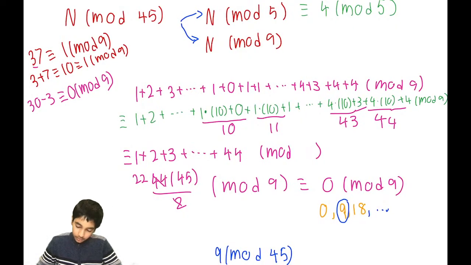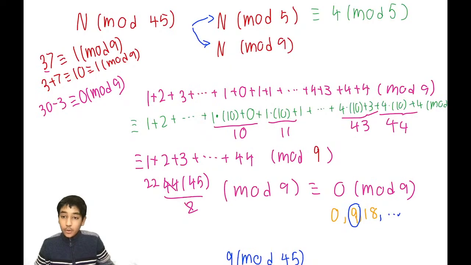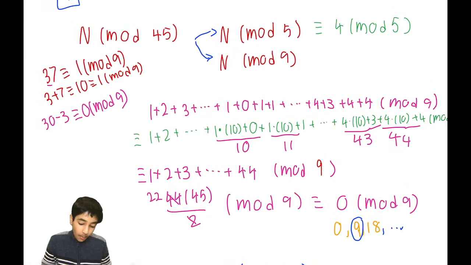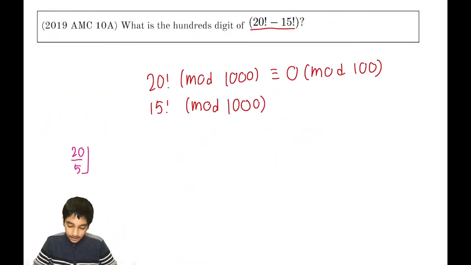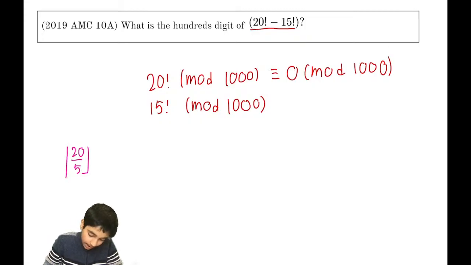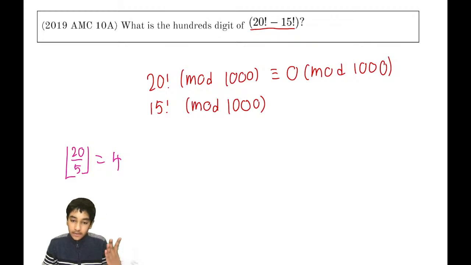Okay, so now let's go back to the problem. If you were still confused in this problem, just take a few examples and hopefully that should make it clear why this property is actually true. So basically, in this problem we can see that 20 factorial is going to be 0 mod 1,000. 20 factorial has 4 factors of 5 in it by Legendre's formula, right? We just do the floor of 20 divided by 5, which is equal to 4.